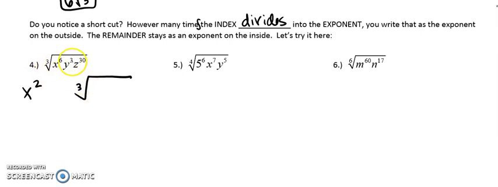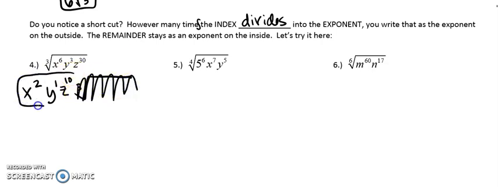3 goes into 3 how many times? Once. With how many left over? None. So nothing goes inside. 3 goes into 30 how many times? 10 times. With how many left over? None. So nothing goes inside. So straight up, there's nothing left inside there. This is your answer.